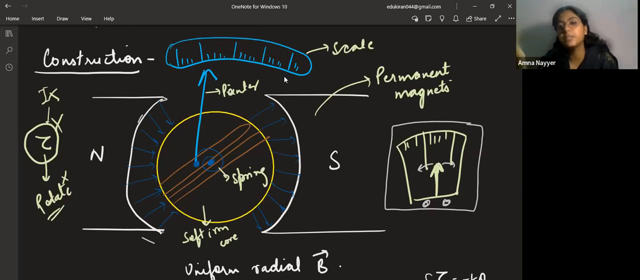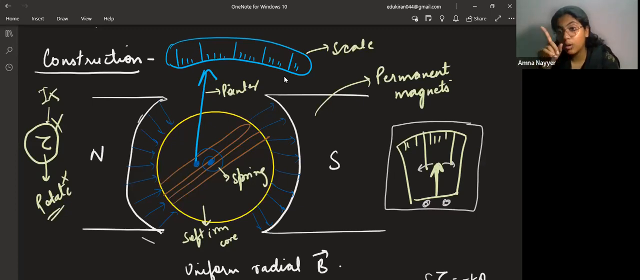The magnetic field becomes radial. So a radial magnetic field is present. A uniform radial magnetic field is the characteristic of a moving coil galvanometer. Now the restoring torque acts. It does what? It rotates the spring. Whatever you have studied already about waves and SHM and everything.